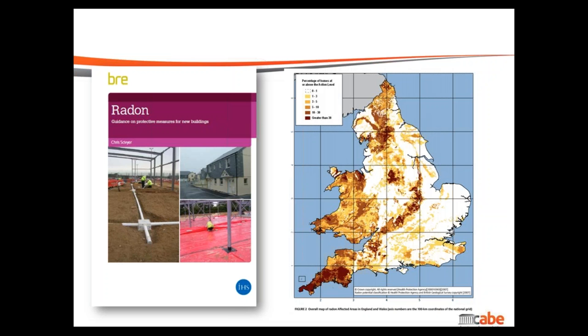But obviously the main concern, the main provision that we attempt to put in at the same time, is to form a barrier at ground floor level to prevent the radon getting into the building. And that will mean looking at how we deal with services, how we deal with joints, lapping, penetrations through the membrane. It's the detailing that is fundamentally important when it comes to providing a barrier.